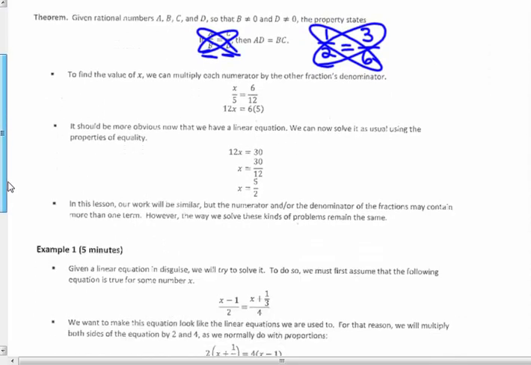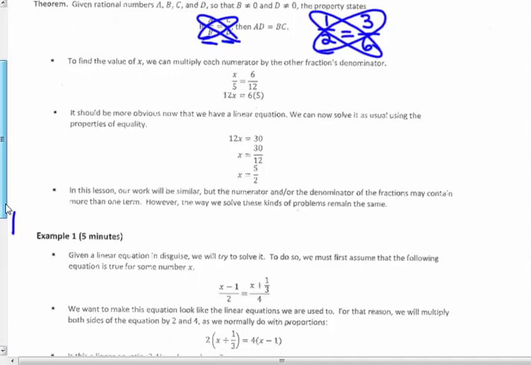That's the theorem. To find a value of x, we can multiply each numerator by the other fraction's denominator. So 12 times x, each numerator, it's cross products. 12 times x has to equal 6 times 5. So then when we solve that, 12x equals 30. So x would have to be 30 twelfths, dividing by 12 on both sides, which would reduce to 5/2. So we're using the properties of equality, dividing by 12 on both sides. That's a property of equality. The cross products, that's the proportions property that says that the product of the means equals the product of the extremes.